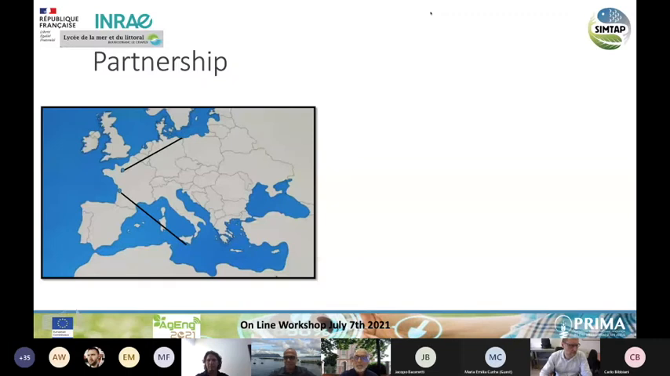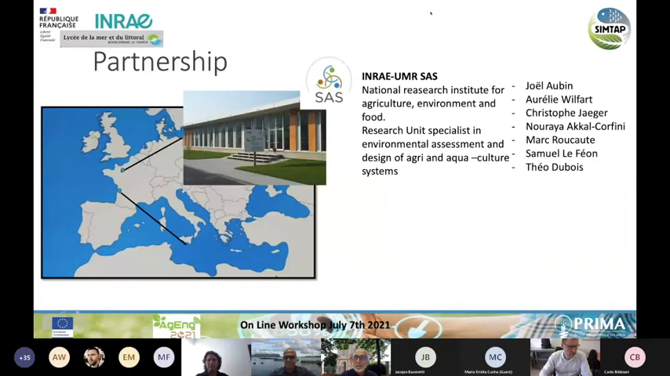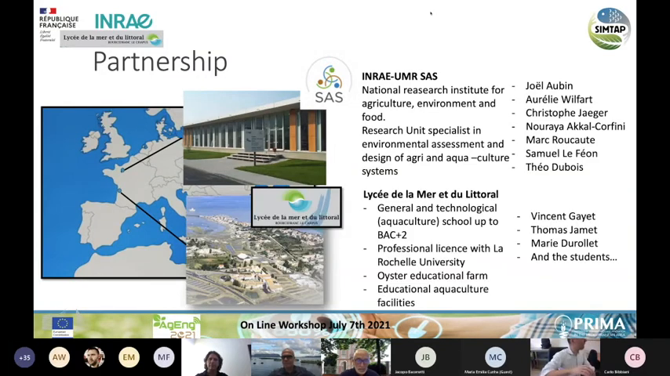The partnership of this project linked two teams. One from INRAE, which is the National Research Institute for Agriculture, Environment and Food, and specifically our research unit, which is specialist in environmental assessment and design for agri and aquaculture systems. And the Lycée de la Mer et du Littoral, which is based in Charente, which is a general and technological school, which also has a professional license with La Rochelle University, an oyster educational farm, and educational aquaculture facilities.